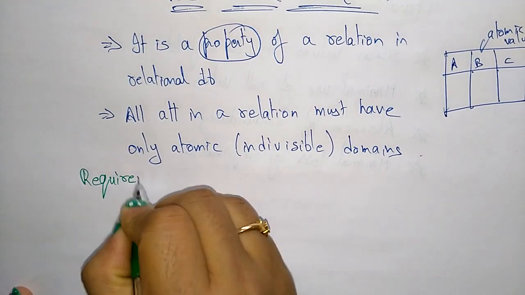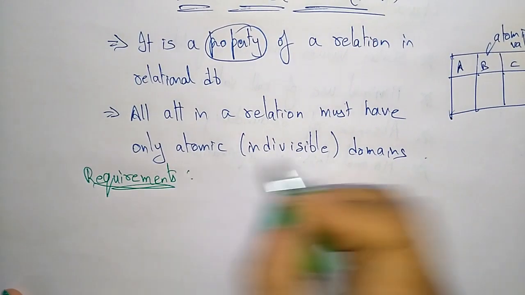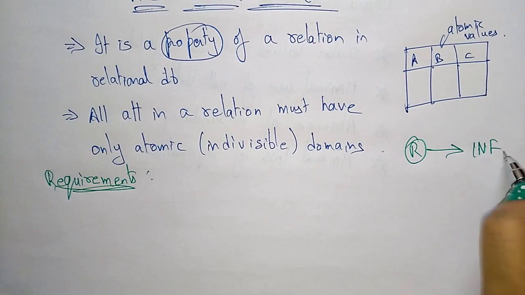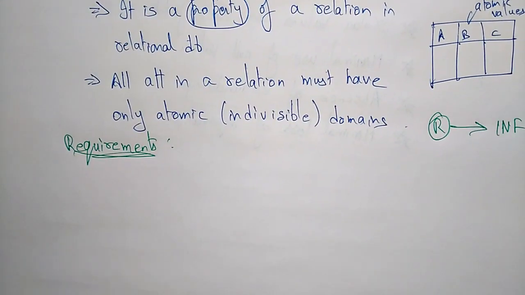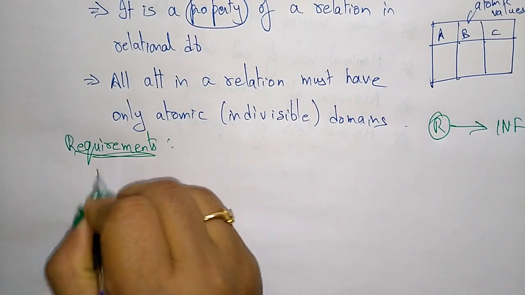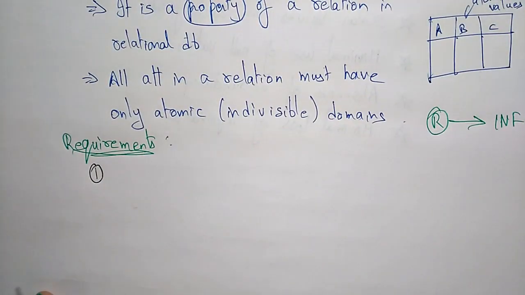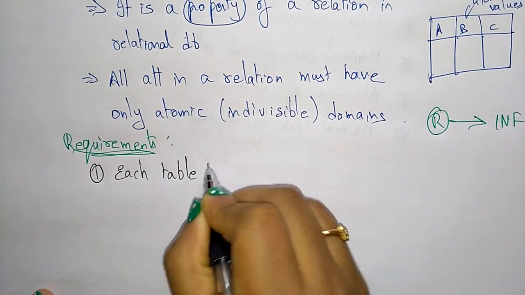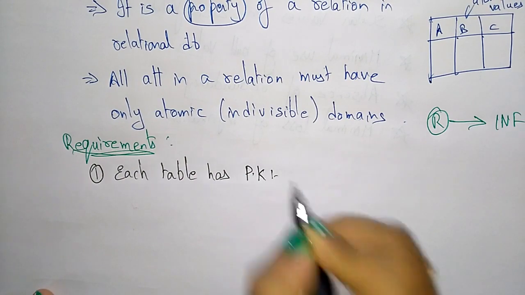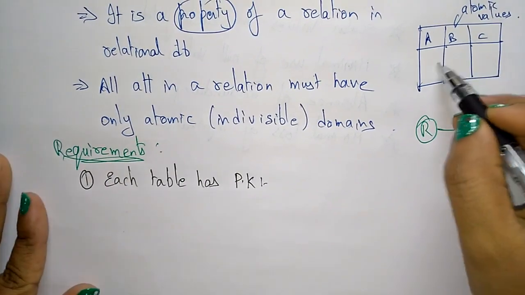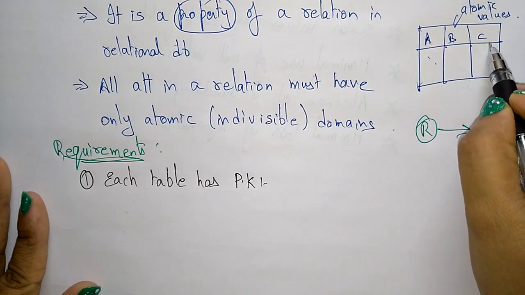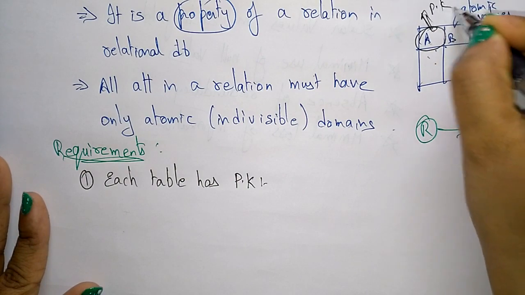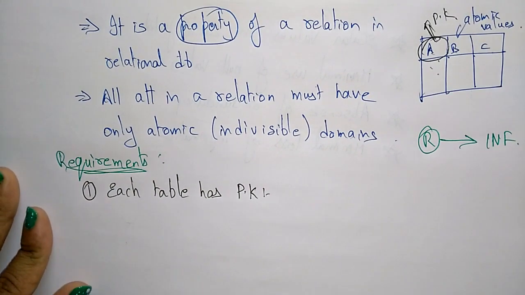If any table should be converted into first normal form, whatever relation we have taken, if you want to convert that relation into first normal form, you have to follow some requirements. So what are those requirements? The first requirement is that each table has a primary key. In the table you have the attributes, and any one of the attributes should have an identification key that acts as a primary key. So that is the first requirement.